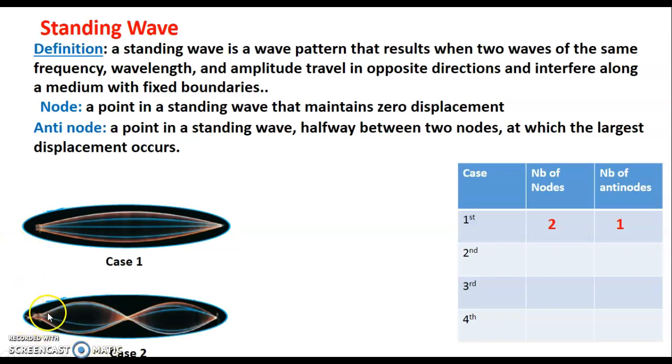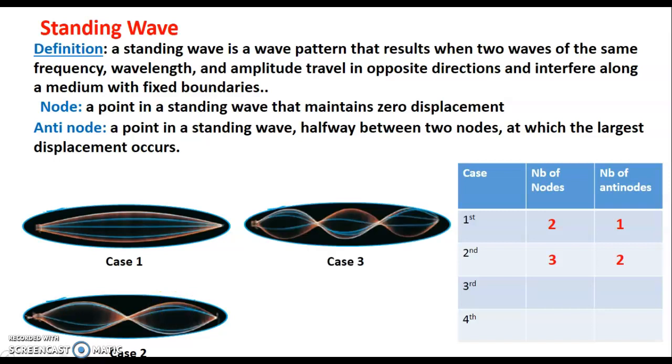Now in case 2, there are two loops formed. Again, one loop consists of a crest of the incident wave, for example, and the trough of the reflected wave. So how many nodes are there? 1, 2, 3. These 3 points, the particles of the medium do not displace, neither upwards nor downwards, theoretically. So these are 3 nodes, and the number of antinodes is 1, 2. So 2 antinodes.